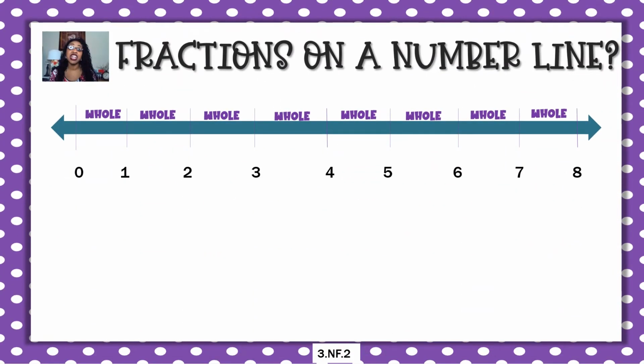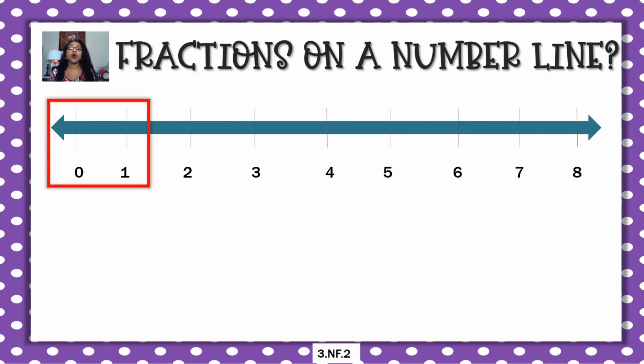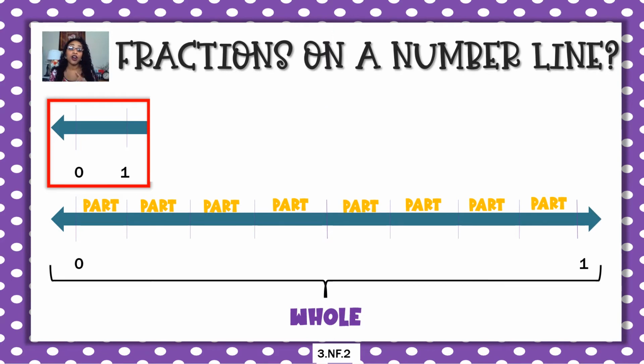Now let's look at fractions on a number line. So typically we're used to looking at number lines like this. And on here you see that we have 8 wholes because each number represents one whole. But with fractions, we are going to narrow down on what is going on in between 0 and 1 because fractions typically are within one whole. So let's look at that one whole, and this time I'm going to divide that whole into 8 separate parts.